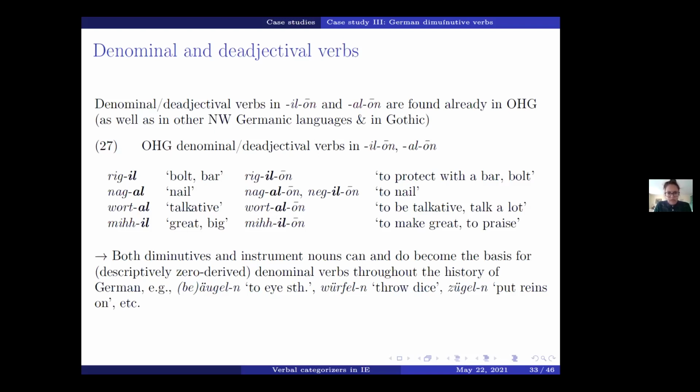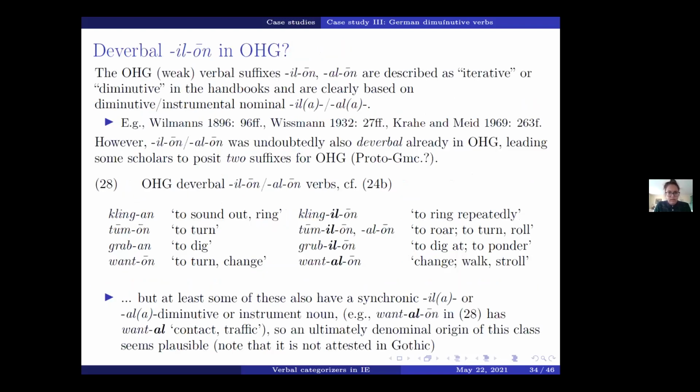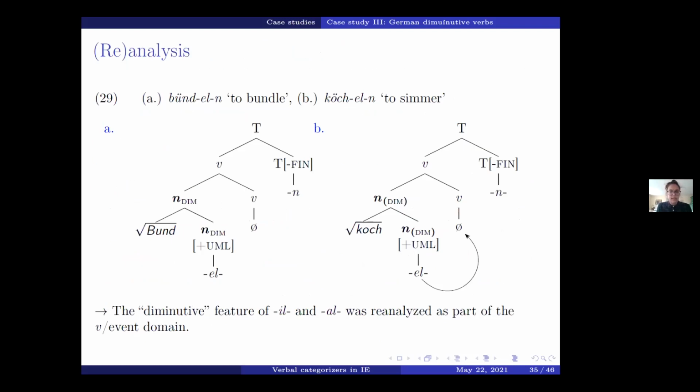This slide, I think I'm also going to have to skip. Basically, there's also an old verbal suffix that's described as purely verbal iterative, but I think this can ultimately be reduced to the same thing. So we don't have to go into that now, but we can come back to it if there's still time.